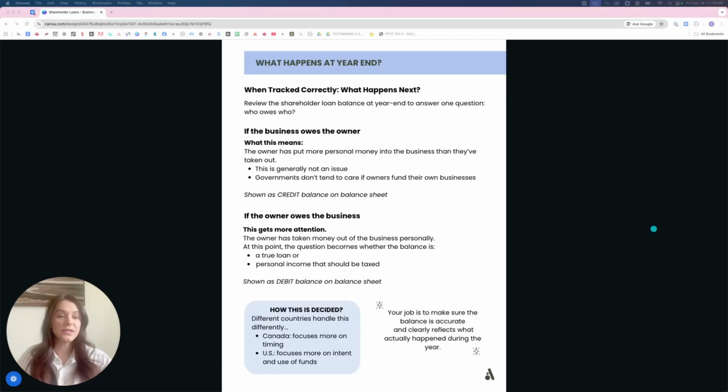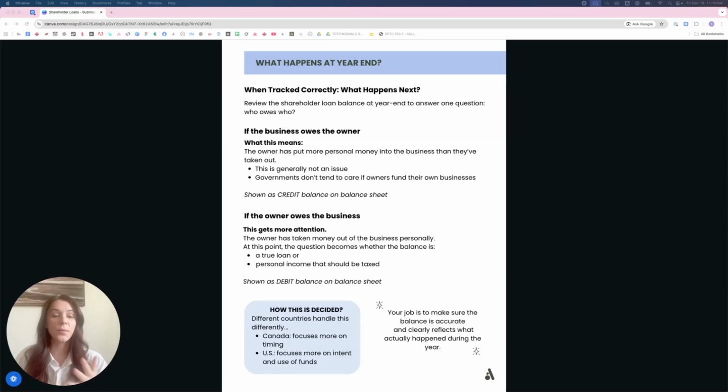If the business owes money to the shareholder, that's generally not a problem. Governments don't really tend to care if the owner funds their own business, but where attention starts to come in is when the shareholder owes money back to the business, meaning they've taken funds out of the business personally in the year. At that point, the question becomes whether the balance is truly a loan or whether it represents personal income to the shareholder. Different countries handle this question a little bit differently.